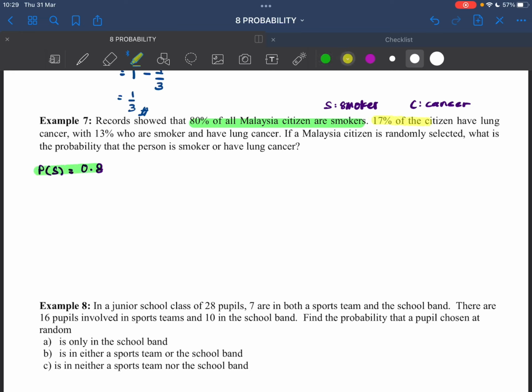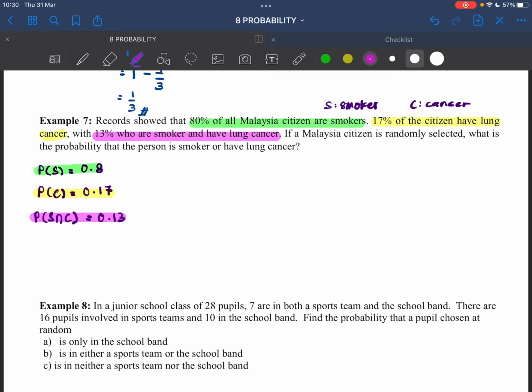And then 17% of the citizens have lung cancer. Okay, 17% have lung cancer, so that will be P(C) equals 17%, which changed to probability will be 0.17. Okay, so from that sentence, we have this one here. So next one, 13% who are smoker and have lung cancer. Smoker and cancer. So that will be P(S intersect C) equals 13%, which is 0.13. Okay, so from that sentence we have this information here.